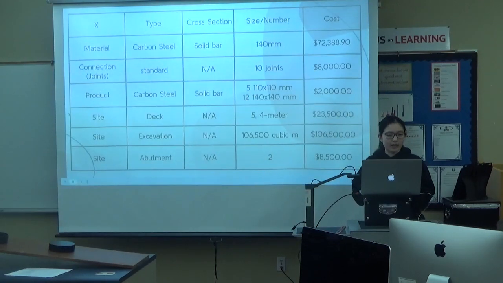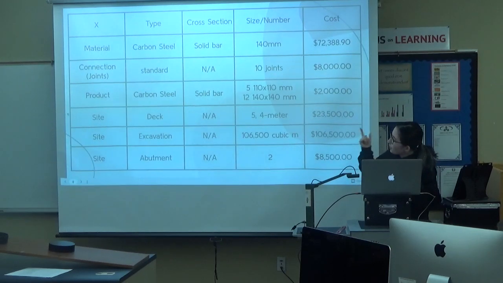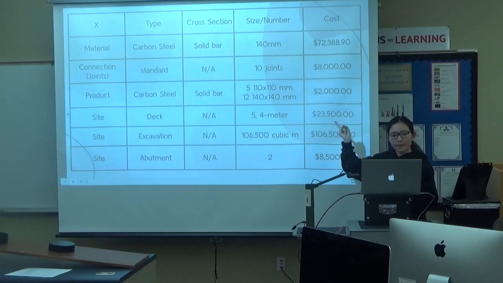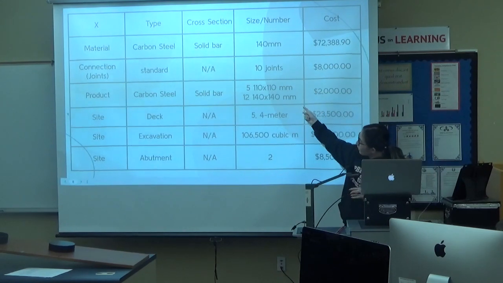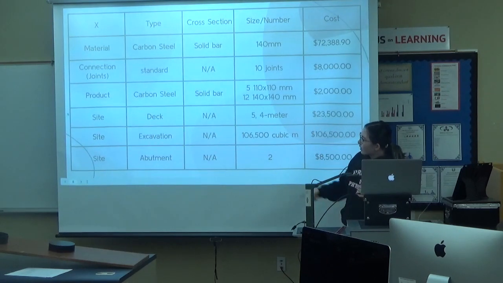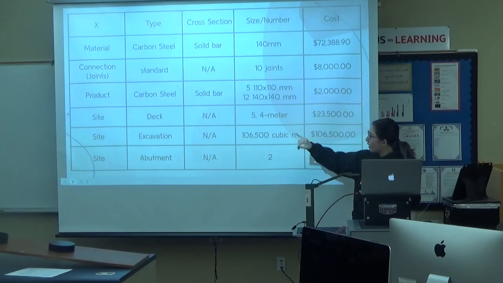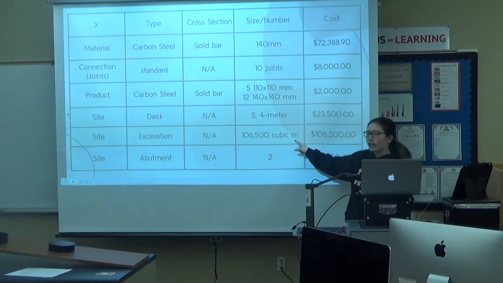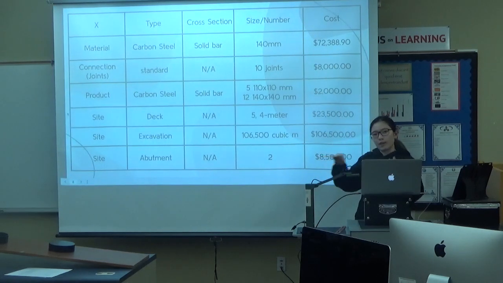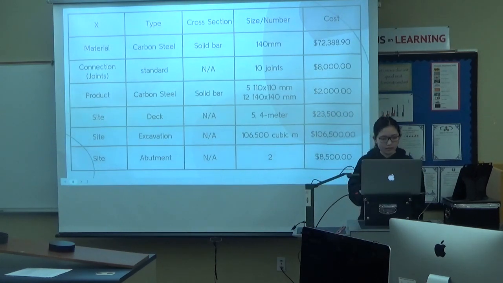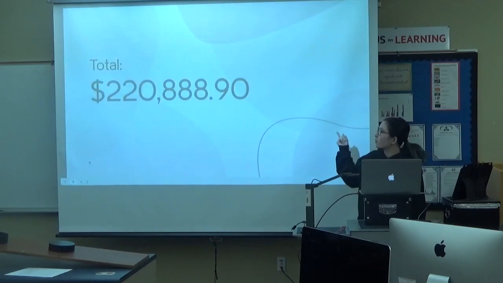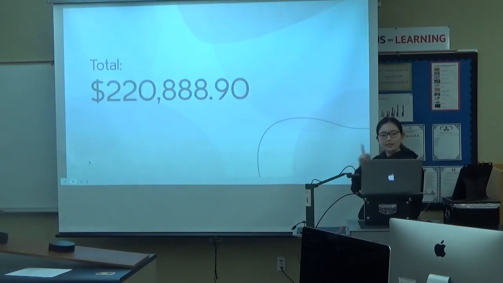And then this is my cost calculation report for Bridge 1. The material I used was carbon steel. I just did the standard joints, and then the product was carbon steel. I did 2 different sizes, and then for the site cost I had a deck, and then I did that excavation, which was basically all the way to 0, because I found it was cheaper to do that. And then just standard abutments. And then this was my total. For your first bridge? Yes, for my first bridge.